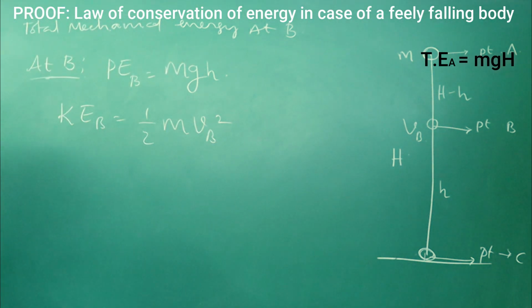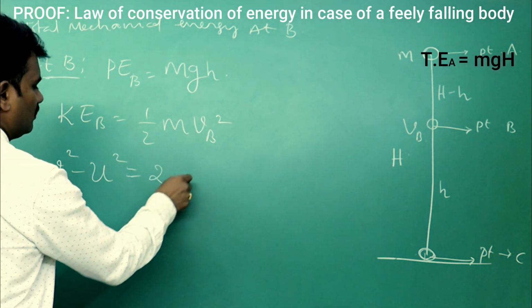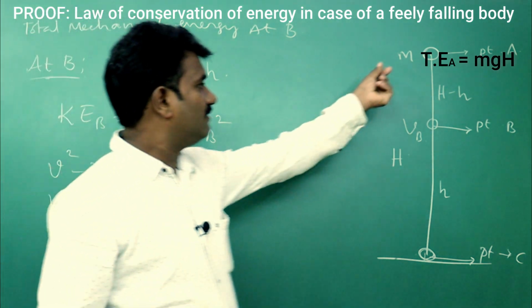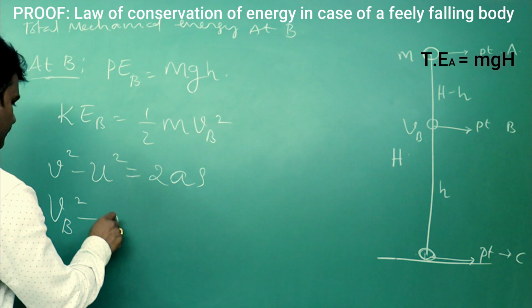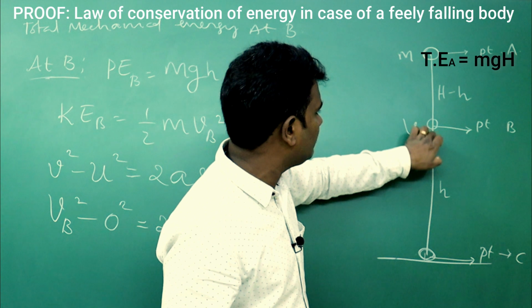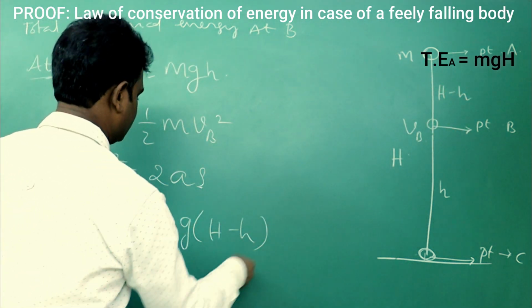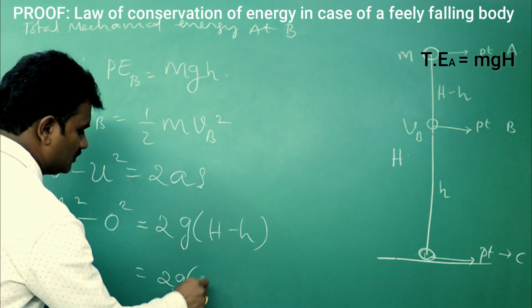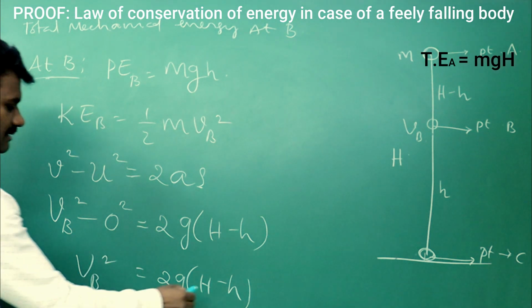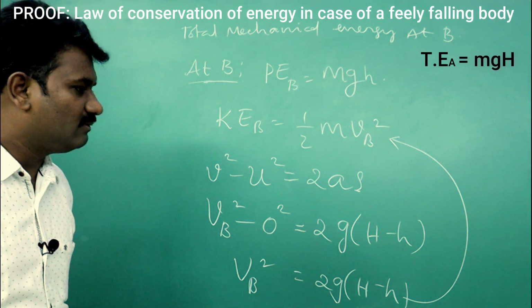For that I am going to use the third equation, that is V square minus U square is equal to 2as. From this, V means Vb, so Vb square minus U square, where the initial velocity is 0. So 0 square equals 2 into a, which means g, into s, which means displacement. What is the displacement from A to B? Capital H minus small h. That is equal to 2g into (H minus h) is equal to Vb square. Now can I substitute this Vb square here? So I am going to put it there and let us see what happens.